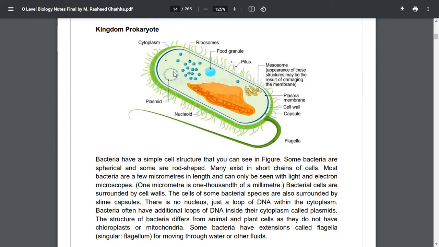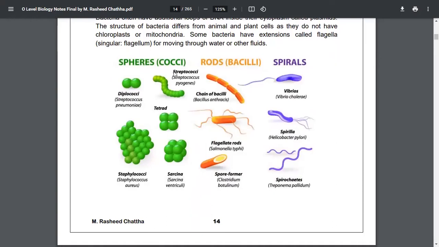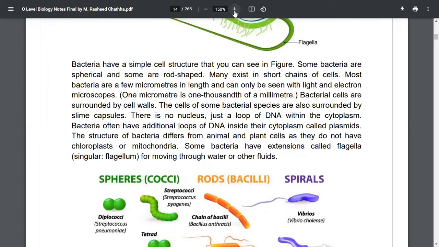Now, let's talk about Kingdom Prokaryota, which is about bacteria, and these are unicellular. Bacteria have a simple cell structure that can be seen in the figure above. Some bacteria are spherical and some are rod-shaped, and may exist in short chains of cells. Most bacteria are a few micrometres in length and can only be seen with light and electron microscopes. One micrometre is one thousandth of a millimetre, and bacterial cells are surrounded by cell walls.